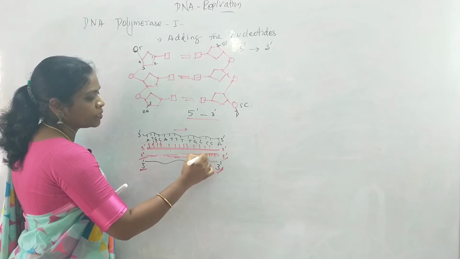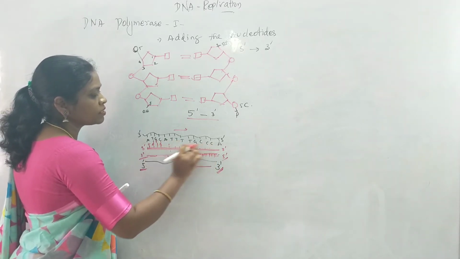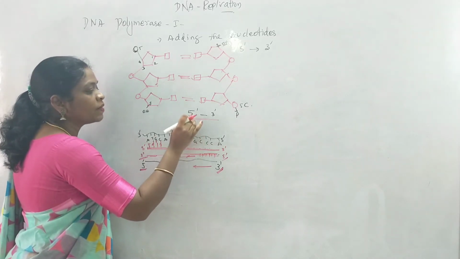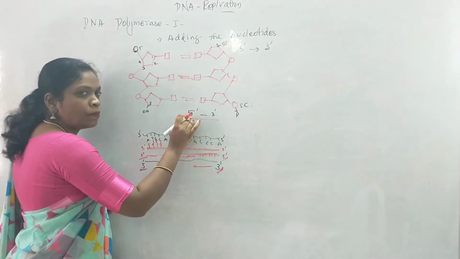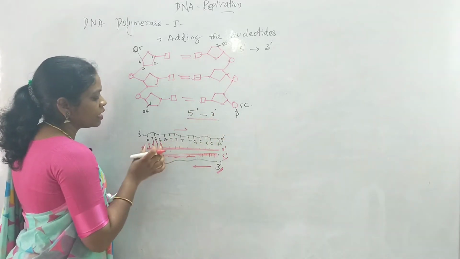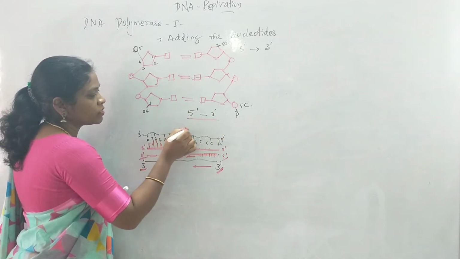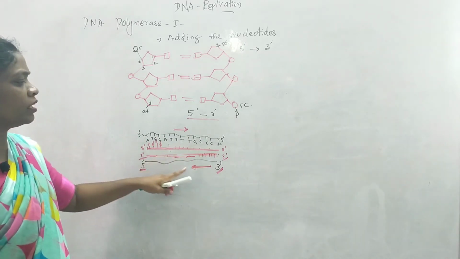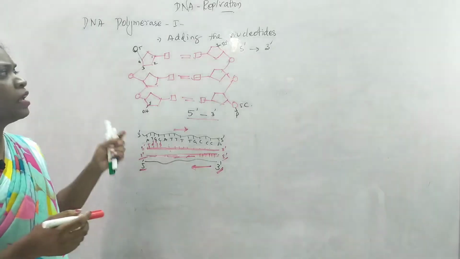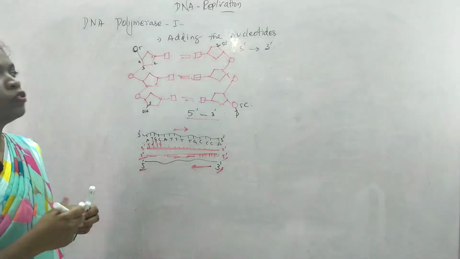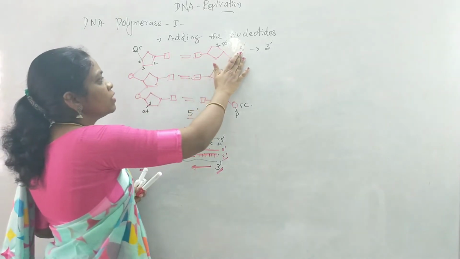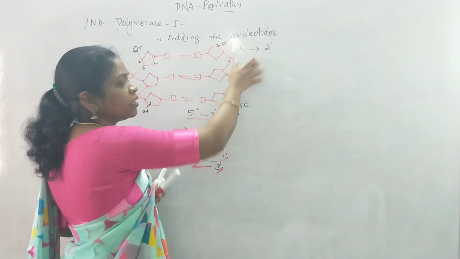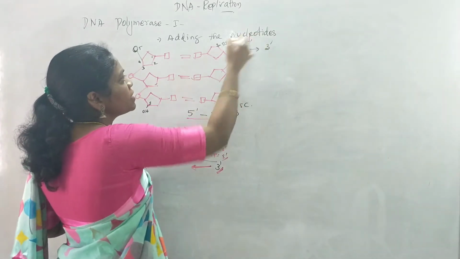So it is added from this region, and here it is added from this region. So you can find the difference. This DNA polymerase will add the nucleotides from 5' to 3' end. In this strand the nucleotides are added in this direction, and in the other strand they get nucleotides in the opposite polarity. So DNA polymerase 1 will add the nucleotides from the 5' direction to the 3' direction.